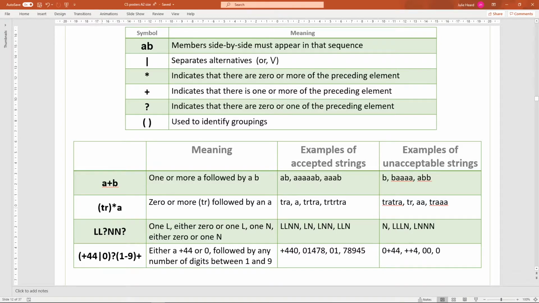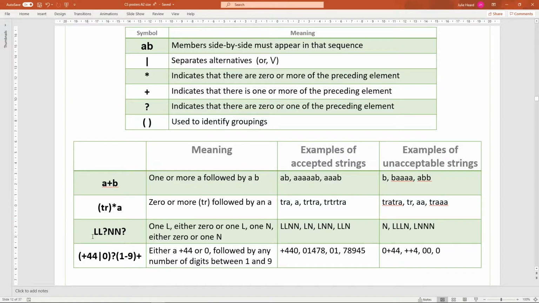Okay, next one. We've got TR and then a star. So TR, we're saying it must appear in this sequence. It must appear 0 or more times. And then at the end, it's going to have an A. We're not allowed to have lots of A's. It's got to have at least one A at the end. But TR, that's in a sequence.